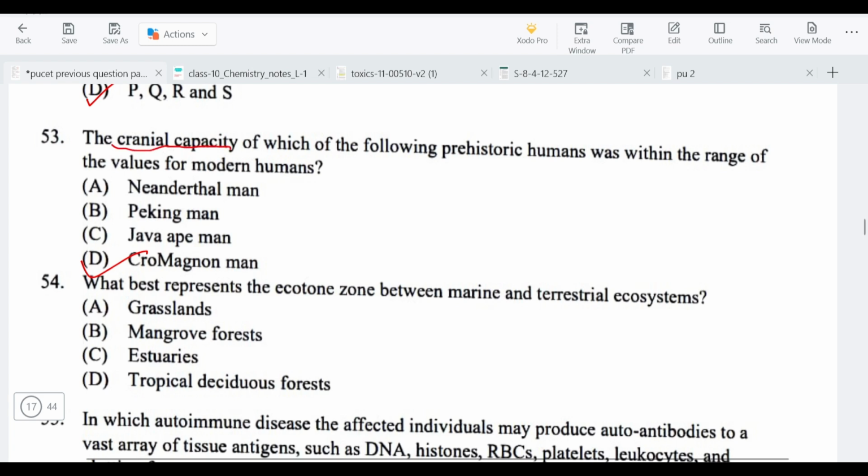Next question, what best represents the ecotone zone between marine and terrestrial ecosystem? The correct answer is mangrove forest. The mangroves form a transition ecotone between land and sea. This is an important term.